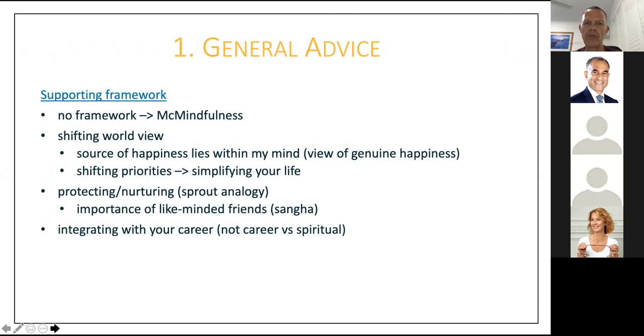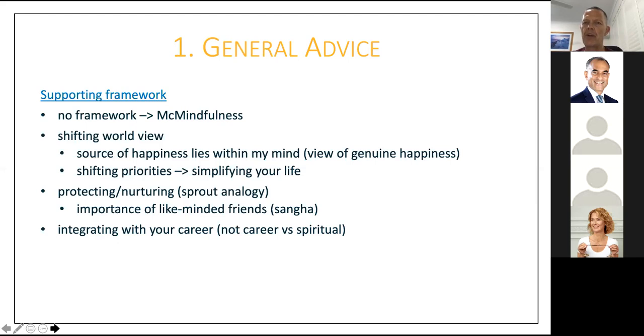So first, some general advice, a couple of points to cover here. First, again, this idea of a supporting framework, that if we really want to do this shamatha practice, this mindfulness of breathing practice, it's important to have a framework and not just add a little bit of mindfulness into whatever we're doing now without a framework. So we end up with what's sometimes termed mindfulness like McDonald's. So it's like a mindfulness that's like fast food. It's not very effective.